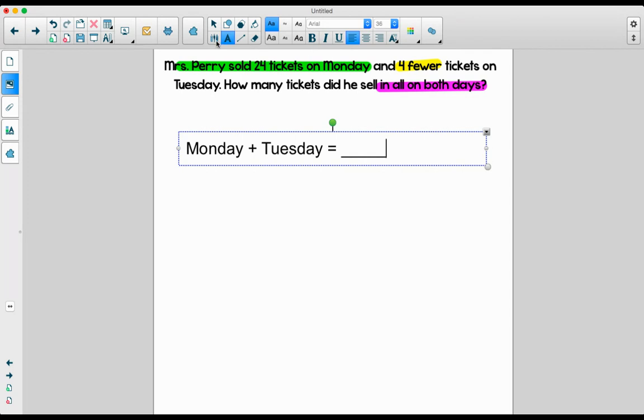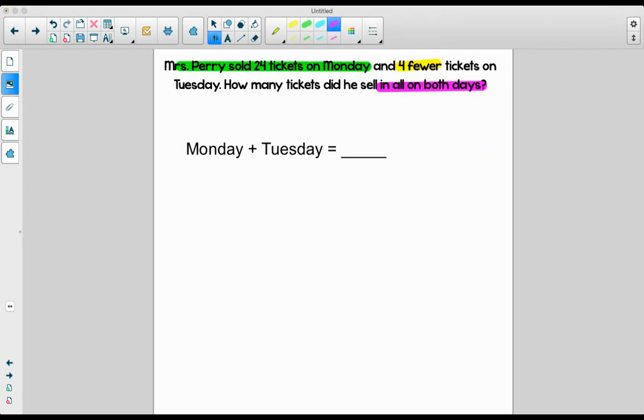So if I go back and I see what I've highlighted, well, I can see that Monday was 24. Tuesday is 4 fewer. I don't know what Tuesday is. I have to figure that out. 4 fewer means 4 less. 4 less than what? 4 less than Monday. So I know if I'm at 24 and I take away 4, I'm left with 20. So my number sentence, again, is 24 plus 20.